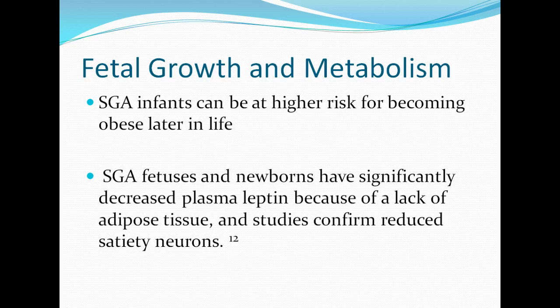If we look at fetal growth and metabolism, we know that there is a mismatch when a state of nutrition conservation prenatally, such as a low birth weight child, is met with an abundance or excess of nutrients postnatally to help them grow. This leads to the metabolic process being maladapted and leads to elevated risk of chronic diseases in adulthood, as well as obesity. Small for gestational age fetuses and newborns have significantly decreased plasma leptin levels because of lack of adipose tissue, and studies confirm reduced satiety neurons.